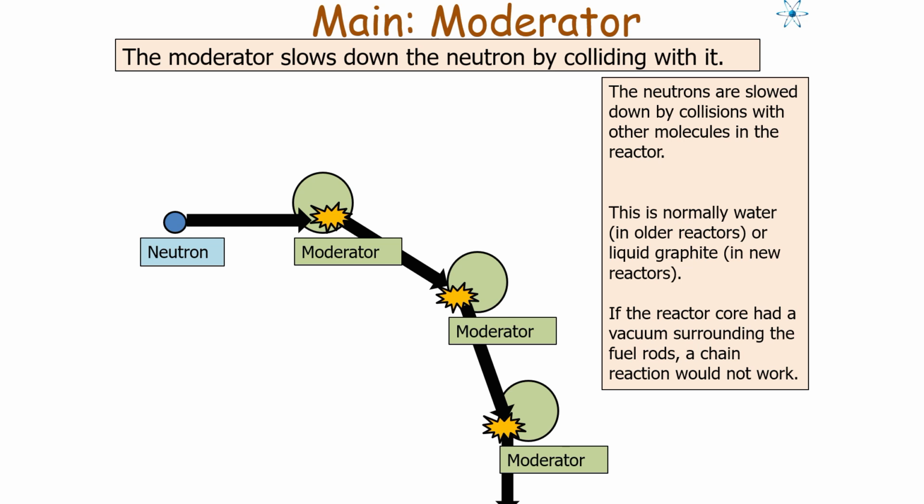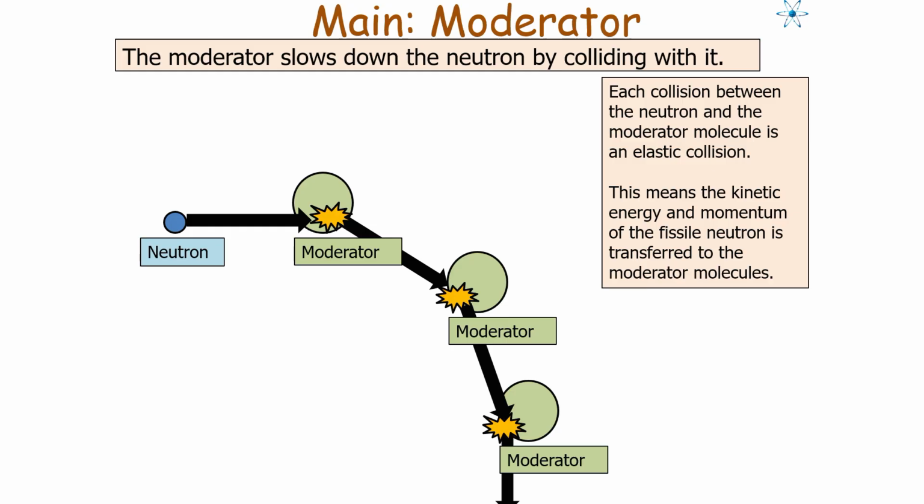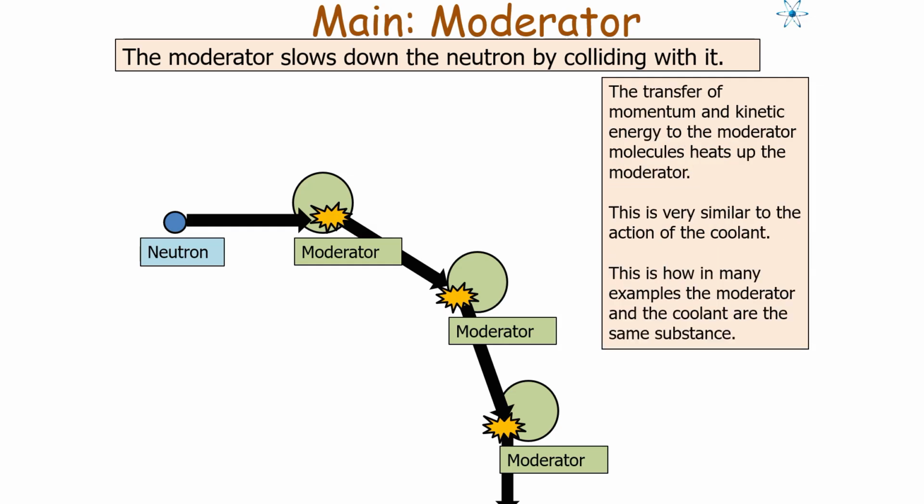If the reactor core had a vacuum surrounding the fuel rods, this chain reaction just would not work because the neutrons would be travelling too quickly. Now each collision between the neutron and the moderator molecule is an elastic collision. So this means the kinetic energy and the momentum of the fissile neutron is transferred to the moderator molecules. So the transfer of the momentum and kinetic energy to the moderator molecules heats up the moderator. So it's very similar in action to that of the coolant.